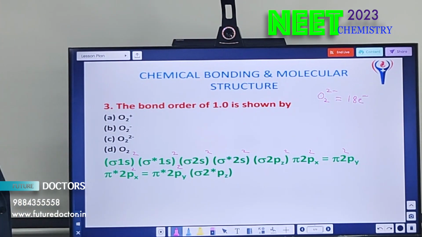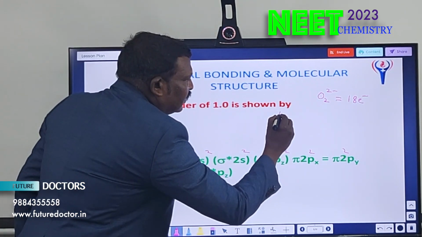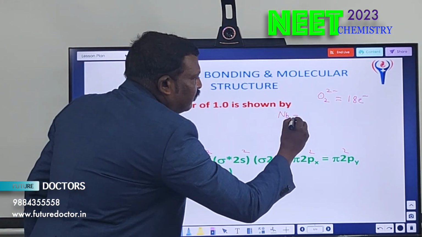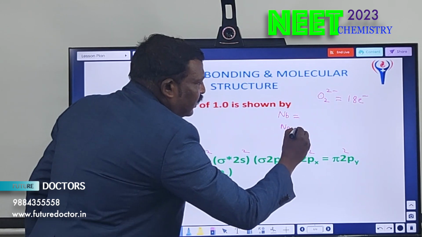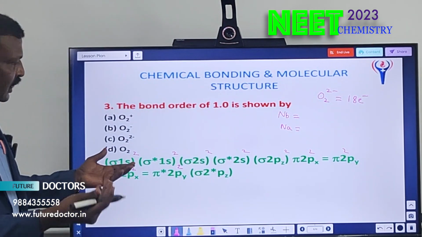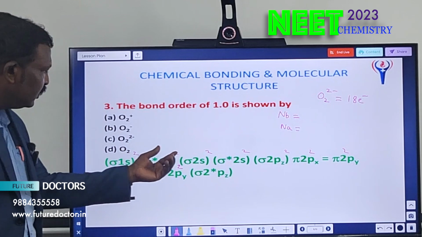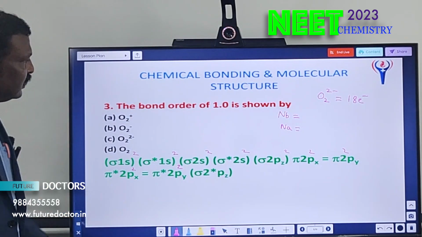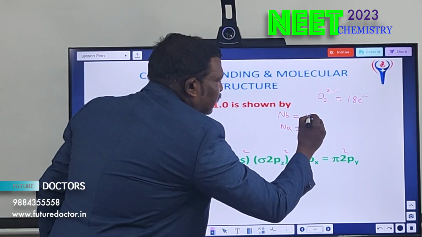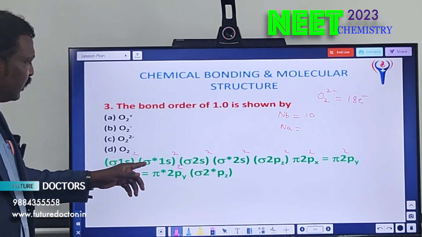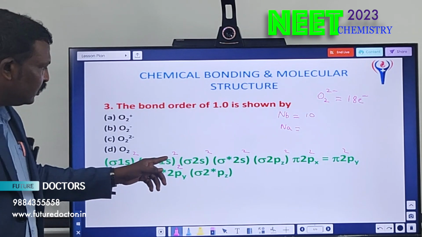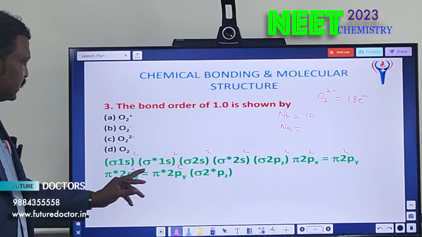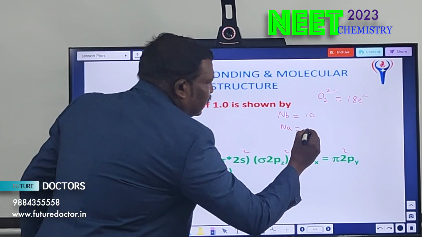Understood? Now count the number of electrons in bonding molecular orbitals and the number of electrons in anti-bonding molecular orbitals. Bonding means no star symbol is there. That's called bonding: 2, 4, 6, 8, 10, 10 only, isn't it? So that is 10. If you have any star symbol, it's called anti-bonding. Here with the star symbol: 2, 4, 6, 8. So there are 8 electrons.